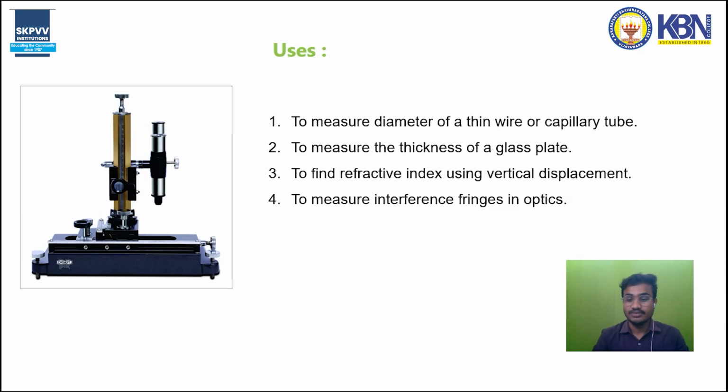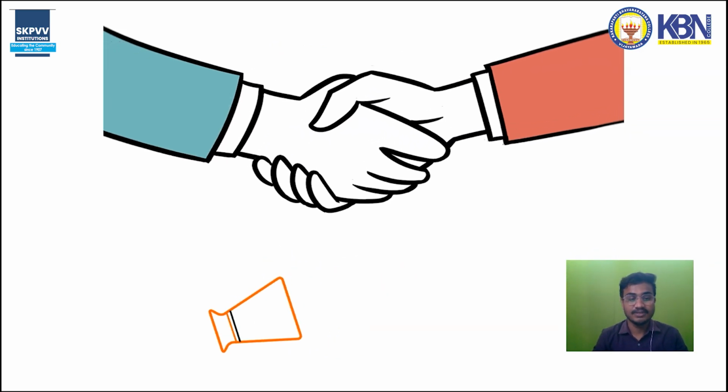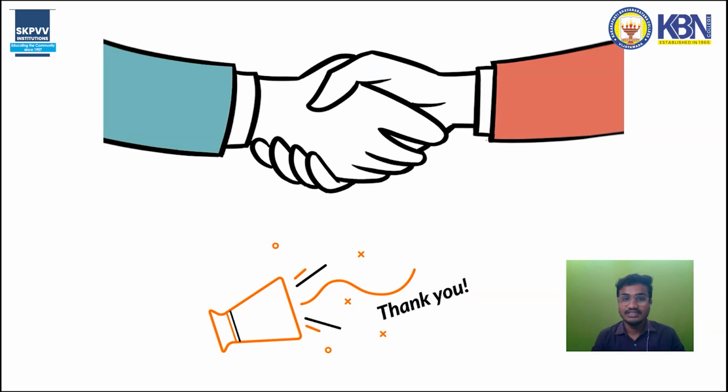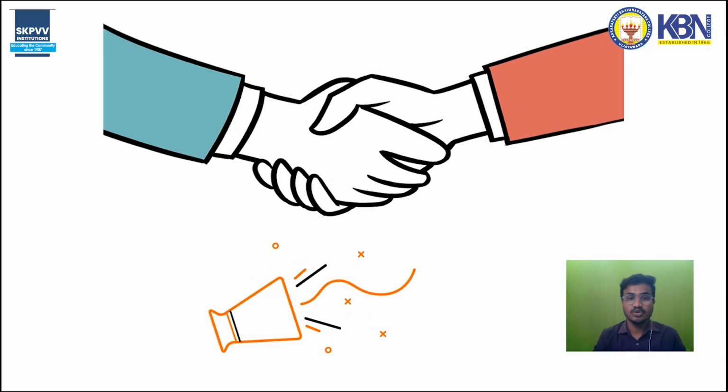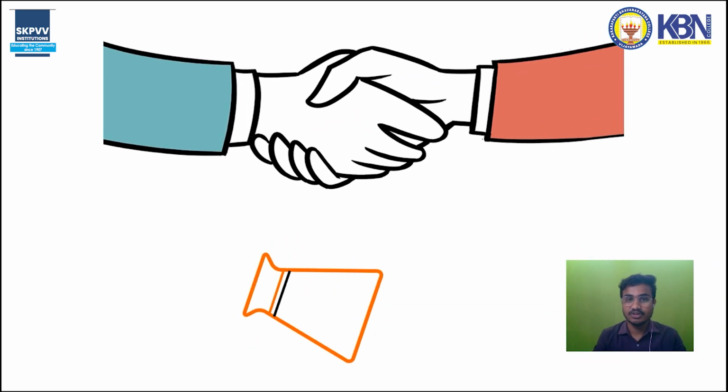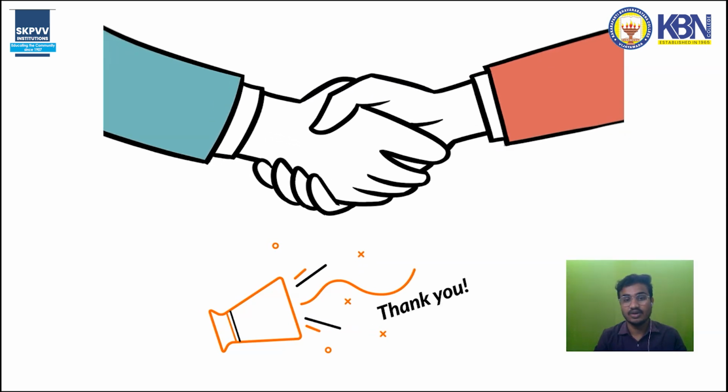So with this, we have completed the first unit, which is about the simple microscope, compound microscope, and traveling microscope, and how they are constructed, how they are built, etc.